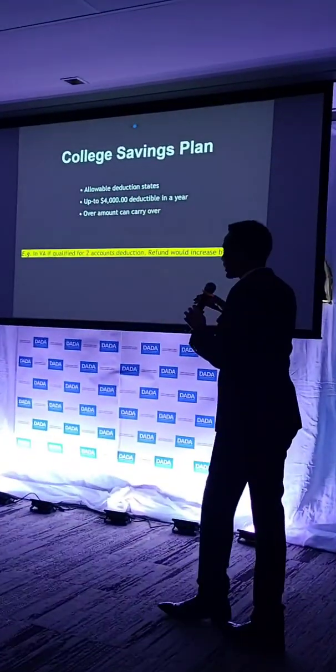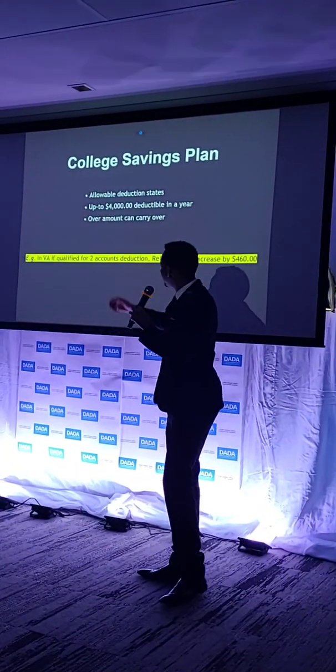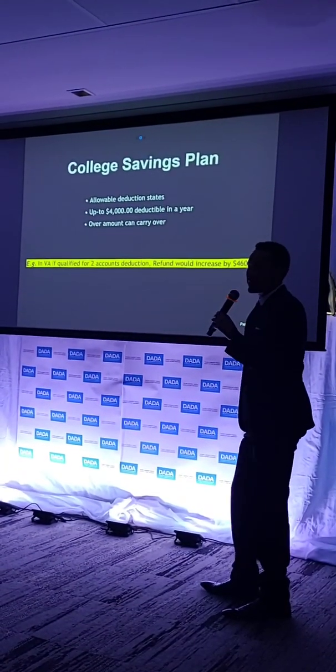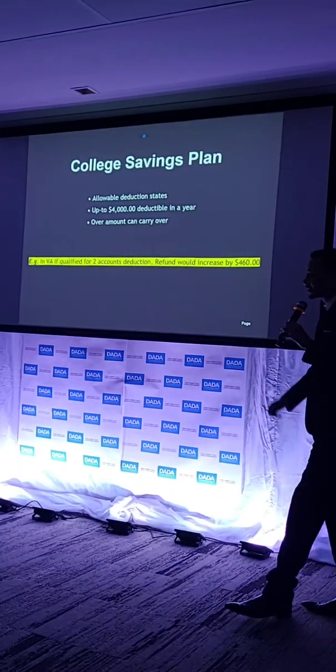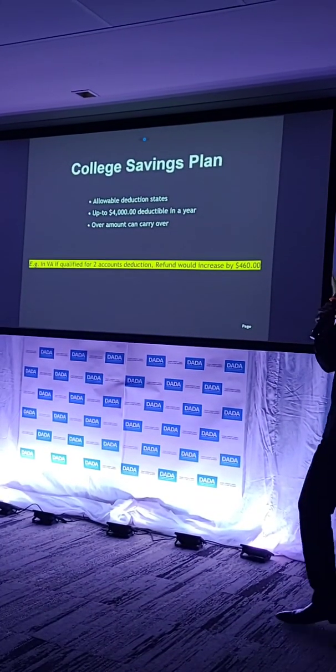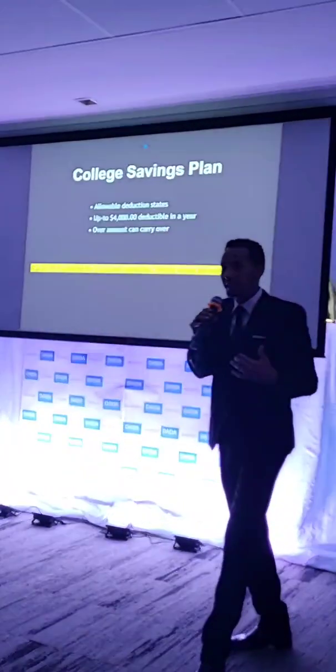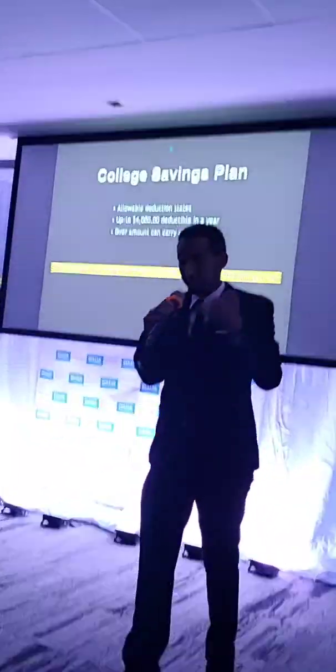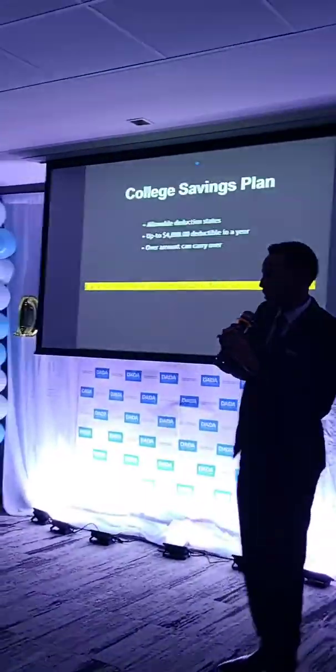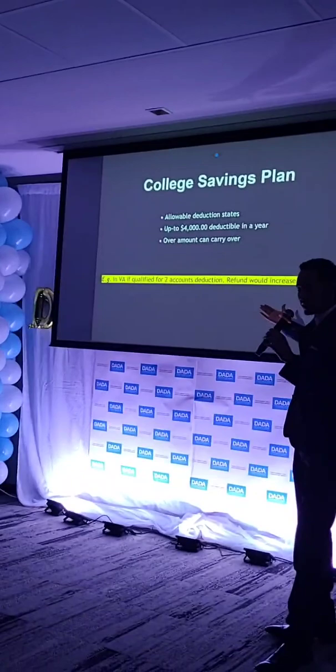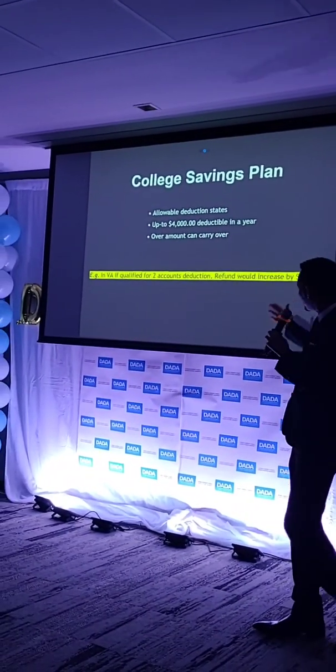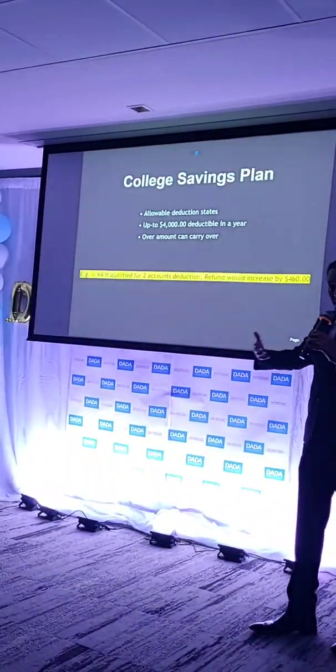And that gives you, for example in Virginia, if you qualify for 2 accounts, your refund will increase by 460. So it's also always good to save money for your kids at the early stages every year. Every year you take a tax advantage, tax savings, you increase your refunds. Maybe this is small, but with other benefits, it's a lot.